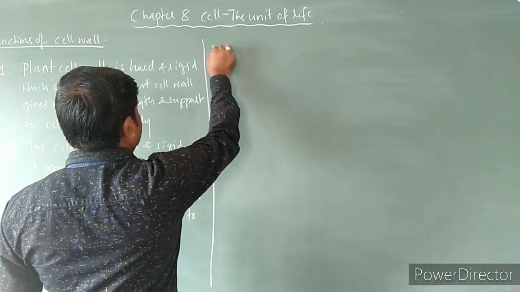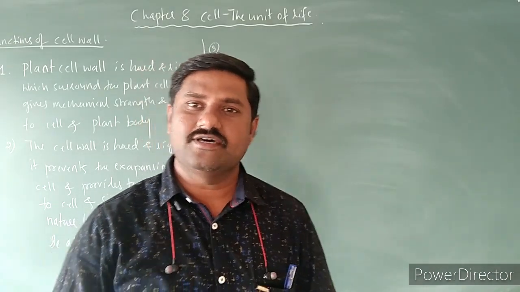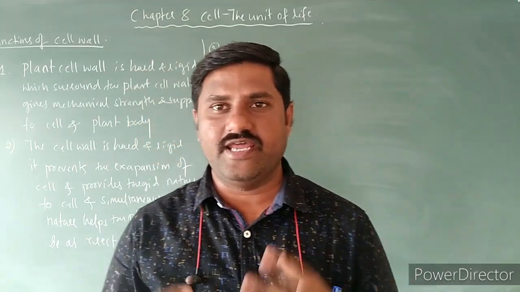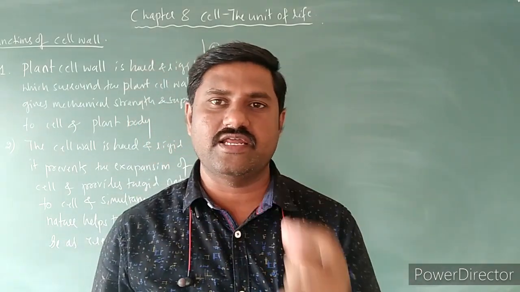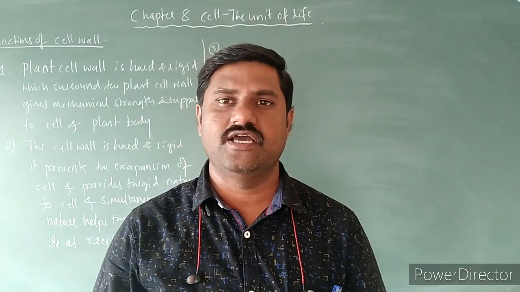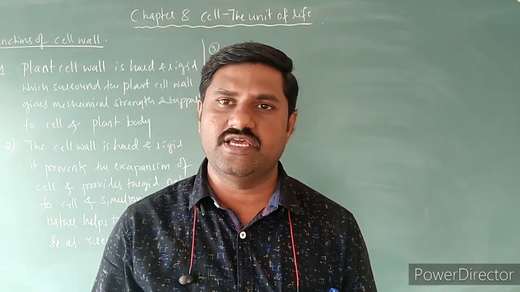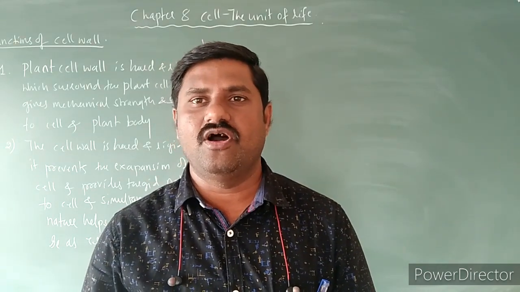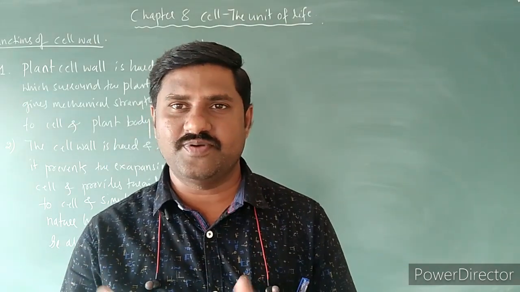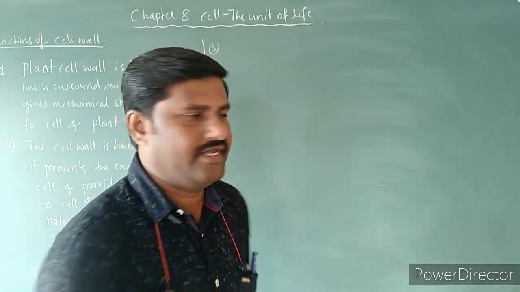And what is the third function? Very important one. Since the cell wall is porous in nature, it has some intercellular connections, and those connections are called plasmodesmata. Through the plasmodesmata, it helps in the exchange of materials. Those materials may be water sometimes, or some organic salts, exchanged between the cells. That's why the cell wall helps for interconnection between the cells.